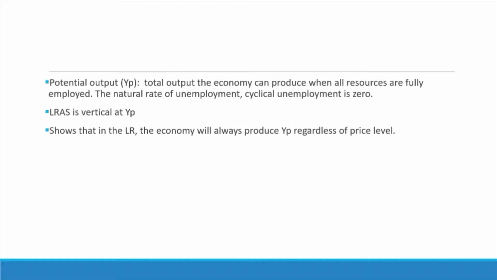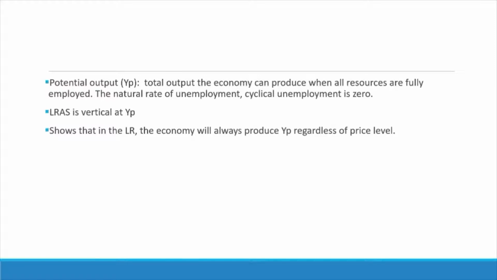So, potential output, or YP, is the total output the economy can produce when all resources are fully employed. At potential output, the economy has the natural rate of unemployment. Demand deficient or cyclical unemployment is 0. LRAS is vertical at YP, which shows that regardless of price level, the economy will always produce potential output in the long run.